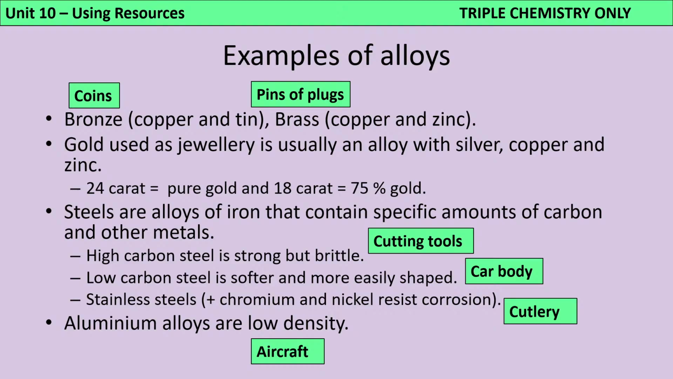Whereas low carbon steels are softer, so they're more easily shaped, so we can use them for things like making car bodies. Stainless steels resist corrosion, so they're useful for making cutlery, because lots of our foods have acids in that would eat away and tarnish just pure iron cutlery. And then you also need to know that aluminium alloys are very low density. If you think about where aluminium is on the periodic table, it's really near the top. It's got a much lower mass compared to things like iron, and so that makes it really useful for things like making aircraft.